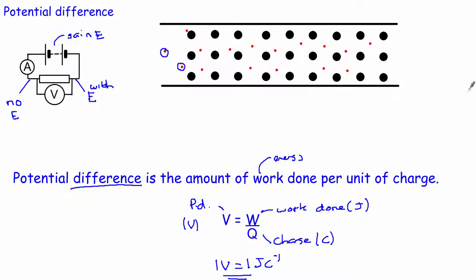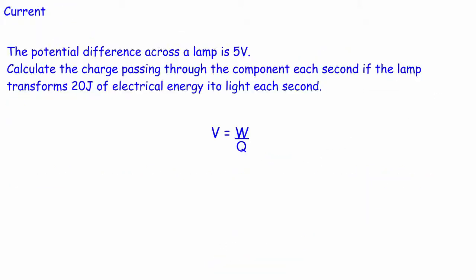Okay, so let's do a little problem. A very simple problem. I know the potential difference across the lamp is 5 volts, so I've put a voltmeter across it and I've measured the voltage or the potential difference. I want to know the charge passing through the component if the lamp transfers 20 joules of electrical energy every second. So here's my equation. I want to know the charge again, so that's Q. So Q will be equal to W over V.